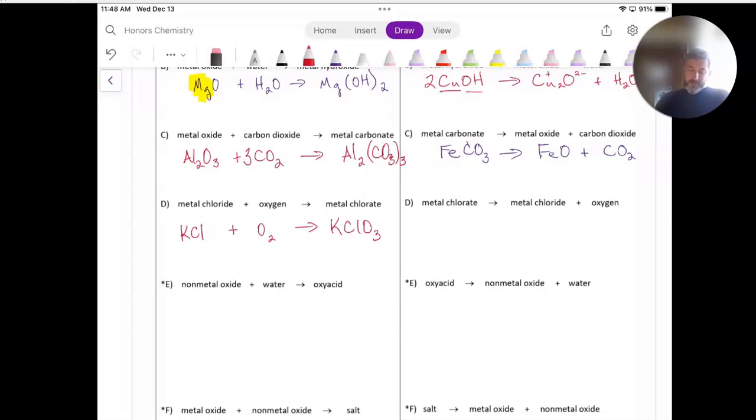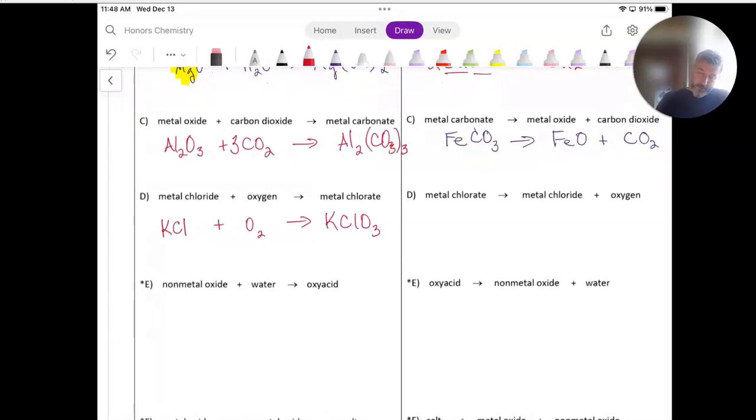This one's a little trickier because I have 2 oxygens on the left and 3 on the right. So I'd probably try to get to 6 on each side. So maybe a 2 in front of potassium chlorate will give me 6 oxygens on the right, and a 3 in front of O2 on the left would give me 6. And then in terms of both potassium and chlorine, I would need to put a 2 on the left. And there we go. Should be all balanced.